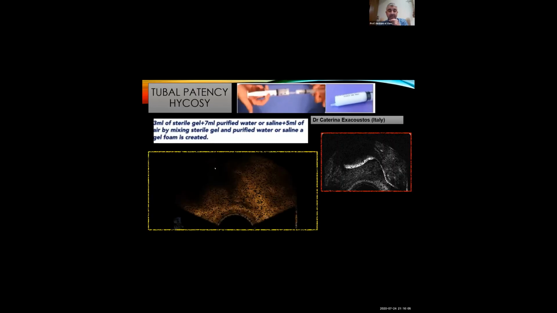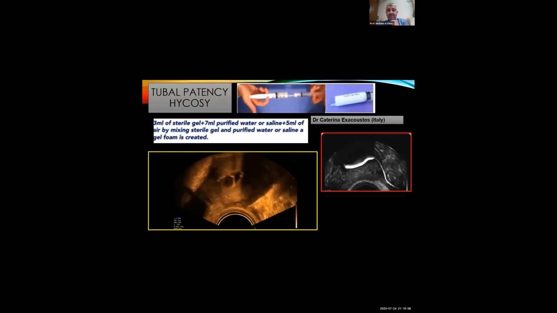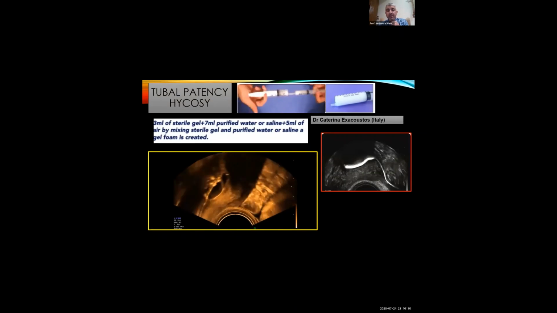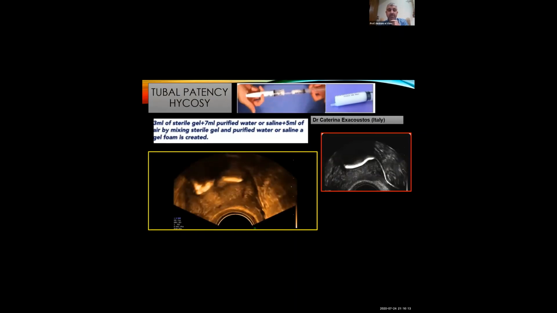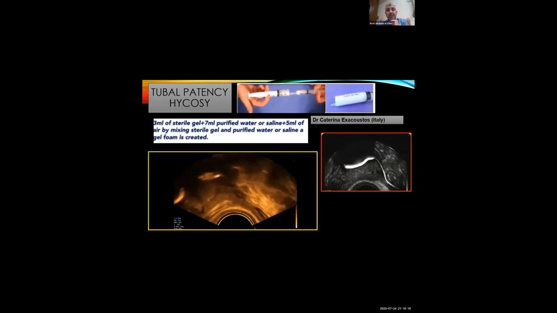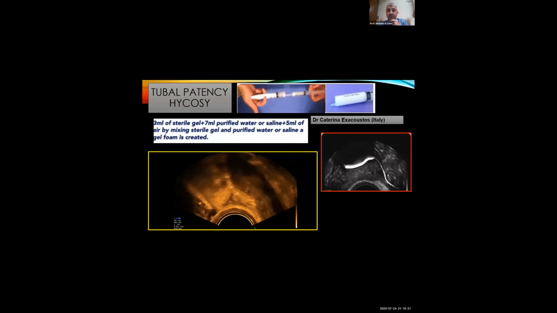Again, there has been a lot of talk about tubal patency with HyCoSy, and there has been a proposal since 2016 using homemade foam, actually clinic-made foam. So you put 3 milliliters of sterile gel with 7 milliliters of purified water and saline, and then you mix them together, you get this foam, and then you start to inject. And while injecting, you go into the cornual ends and you start to see if the echogenic contrast media, which is the foam now, is moving into the tubes and coming out of the tube around the ovary. That indicates patency.